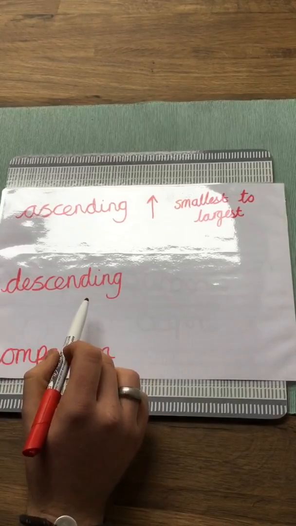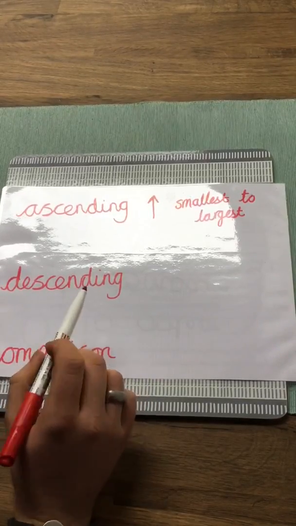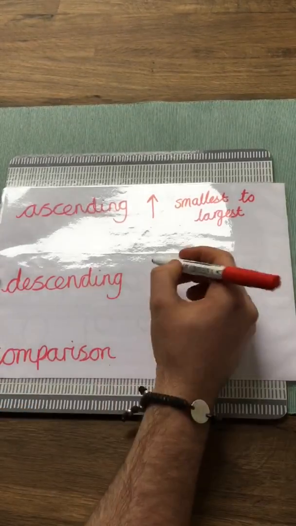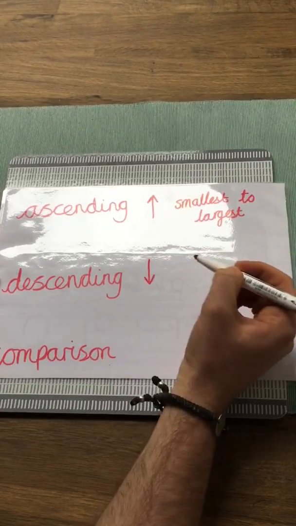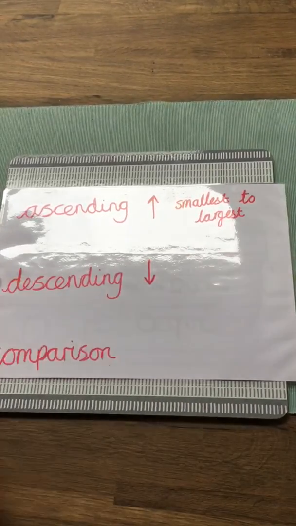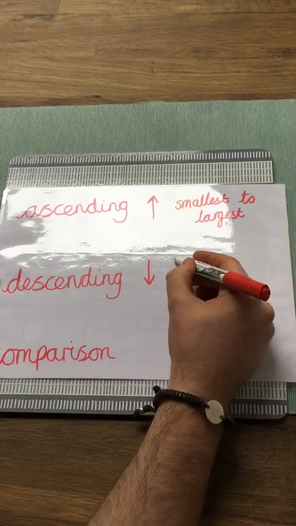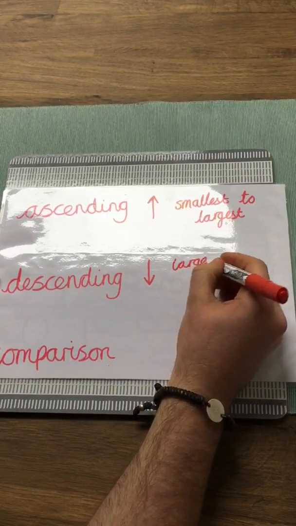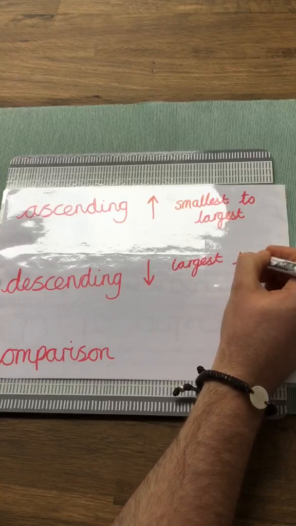Okay, then the word descending. So if we're descending something, it means we are moving down something or getting smaller. So therefore, we would need to order the numbers from largest to smallest.